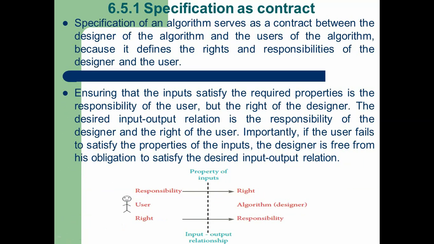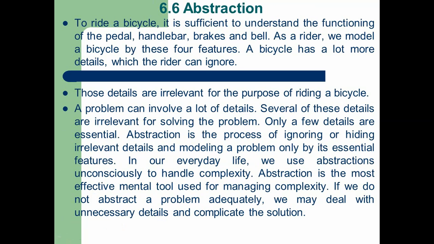So the next topic is specification for writing an algorithm, which we already discussed. Now we are going to discuss abstraction. It means hiding unnecessary details. Excessive information will lead to confusion. So here you take riding a bicycle. It is sufficient to understand the function of pedal, handlebar, brakes, bell. As a rider, we model a bicycle by these four features. A bicycle has a lot more details which the rider can ignore.